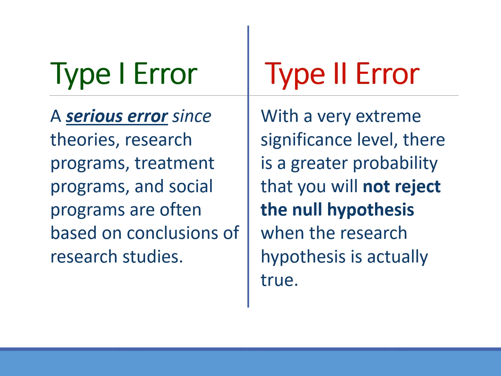With a type 2 error and a very extreme significance level, there is a greater probability that you will not reject the null hypothesis when our research hypothesis is actually true. And so we might actually make a type 2 error just because we're trying to be really cautious. And so there's a balance here, and that's what I'm trying to show you, that there's a balance in making a type 1 or type 2 error. Okay.